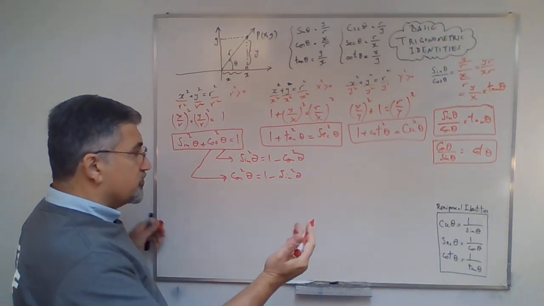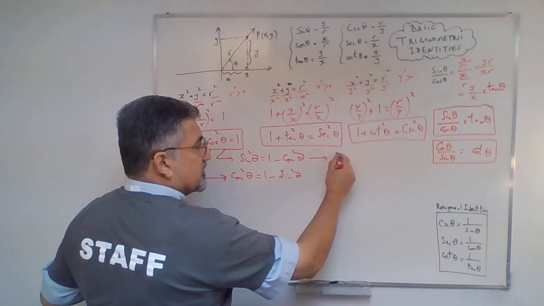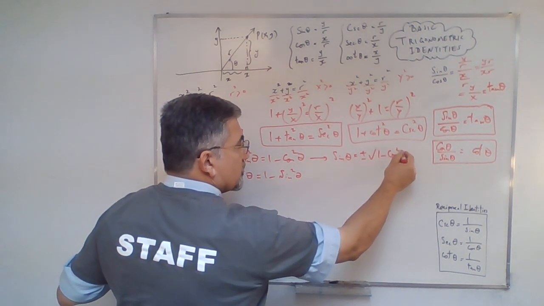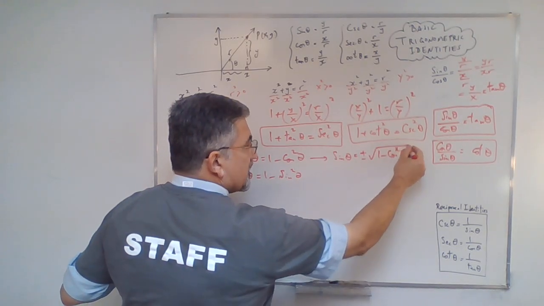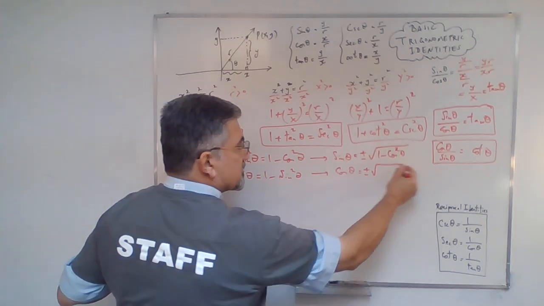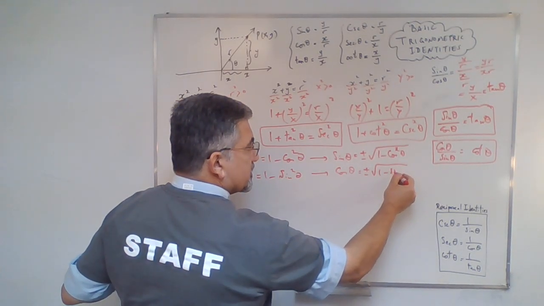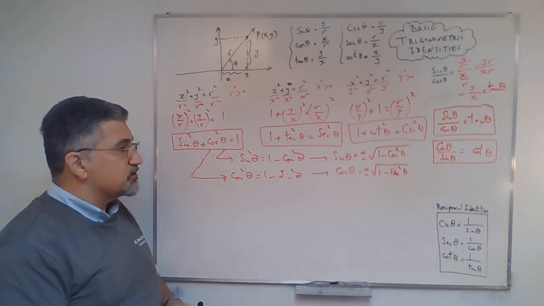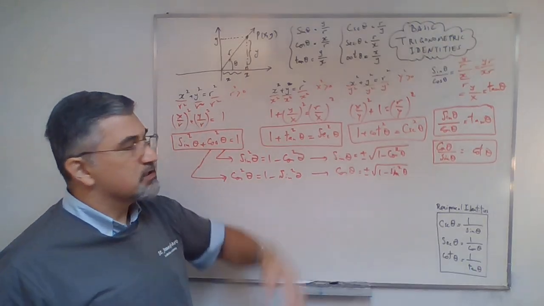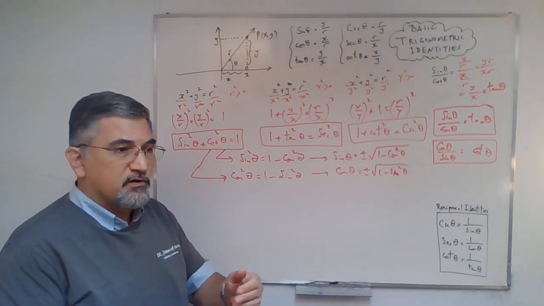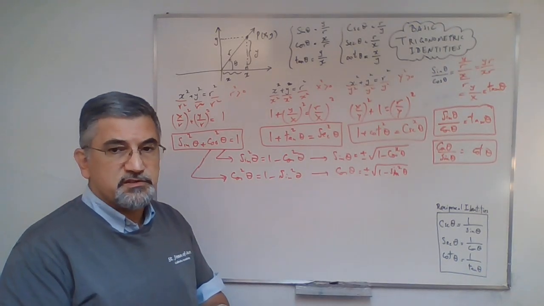trig identities. You can even continue, and you can say sine of theta equals plus or minus the square root of 1 minus cosine squared of theta. You can even come up with these kinds of equations. Or you can say cosine of theta equals plus or minus the square root of 1 minus sine squared of theta, under the radical sign. So you may even derive such formulas. And these are known as basic trigonometric identities. And we use these to derive more advanced trig identities.